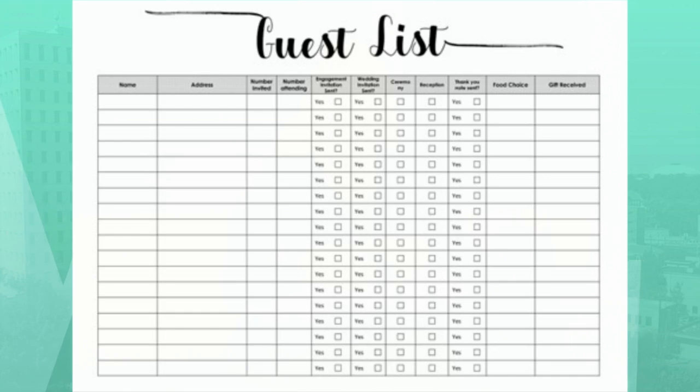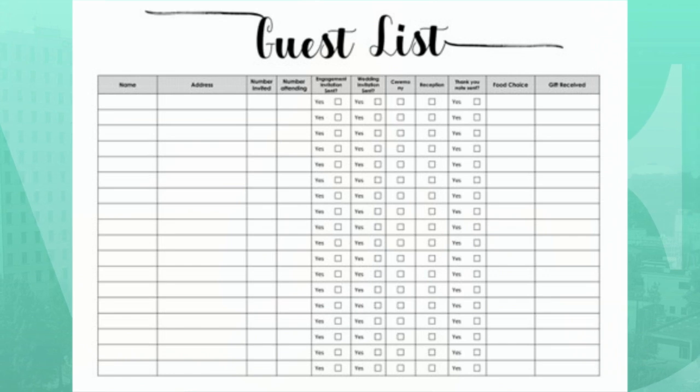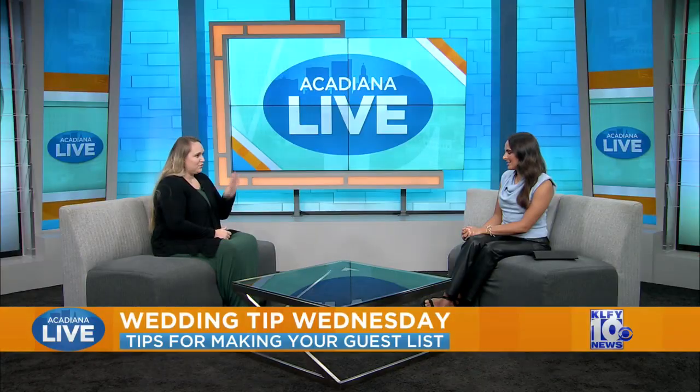So our first tip is to prioritize your must-haves. These are the people that are immediate family that you love, you want them there, they're very close to you. Also friends that are like family, people in your bridal party, and also co-workers who are like family as well. You want to prioritize those must-haves first. Yeah. And put all of those on a list.